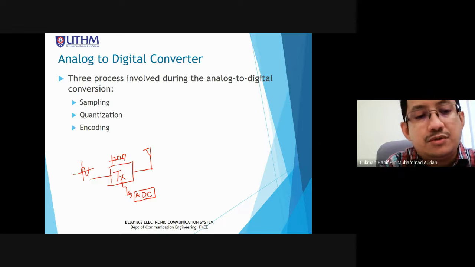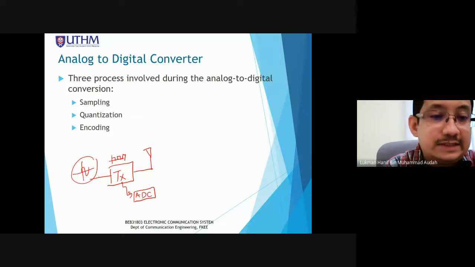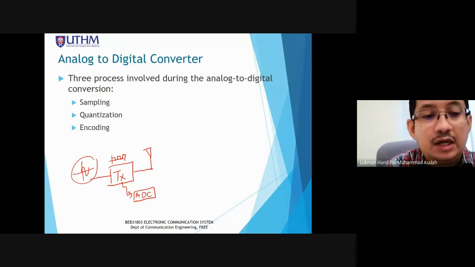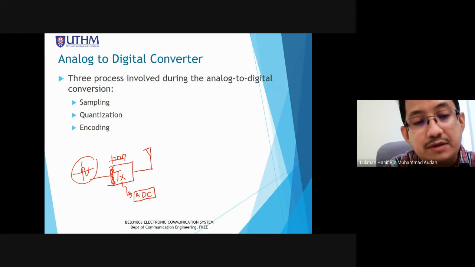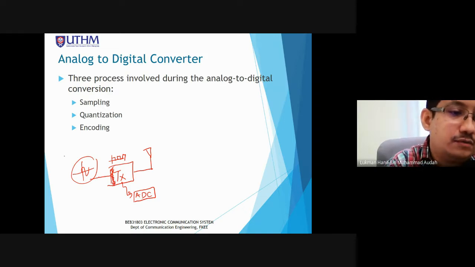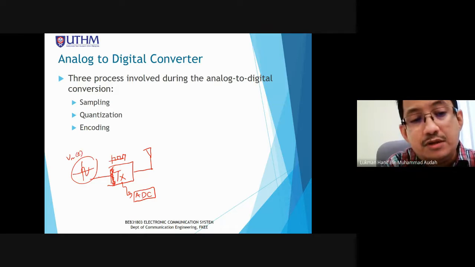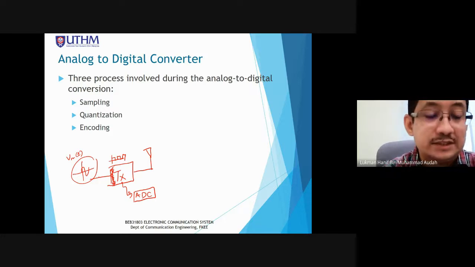So now the issue is, when we receive an analog input, how can we convert this signal into digital so that we can do other processes inside the transmitter? Ini adalah proses awal yang berlaku dalam receiver. So apabila kita terima inputnya adalah analog, you can see that this is VMT for the input. So we need to convert this into digital so that we can do the next processes.